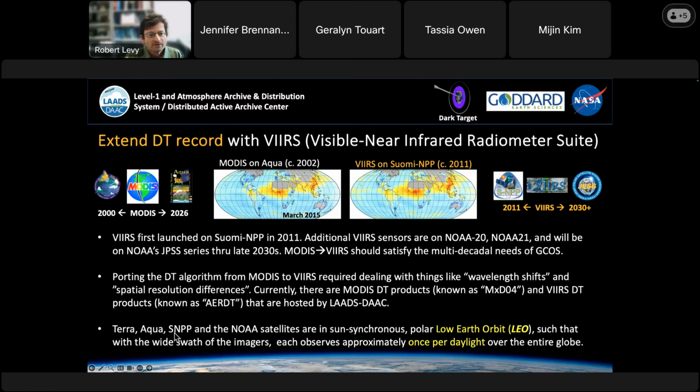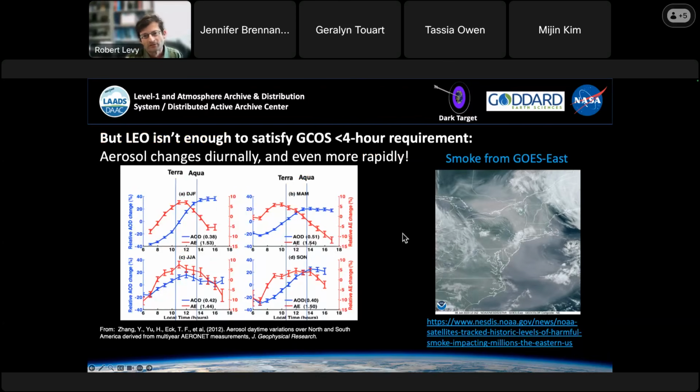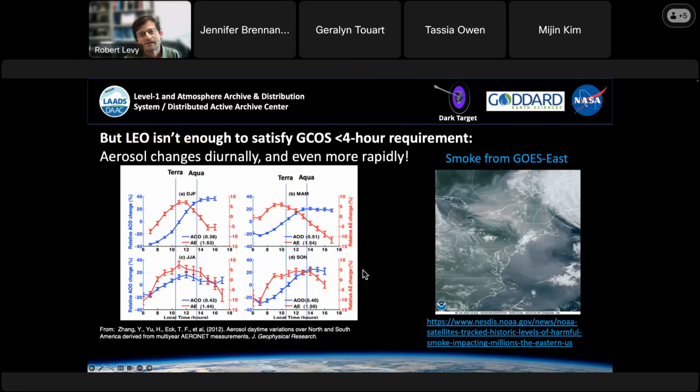So with Terra, Aqua, NPP, and the NOAA satellites, they're all in something called Sun-synchronous polar low Earth orbit, or LEO. And so basically, from each of these sensors, we see the Earth once a day. But we don't think that's good enough for these requirements.